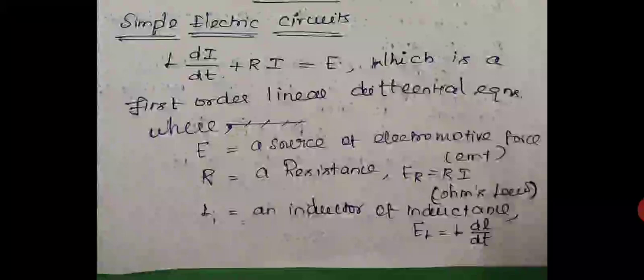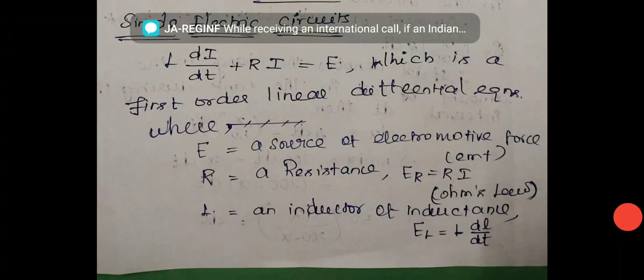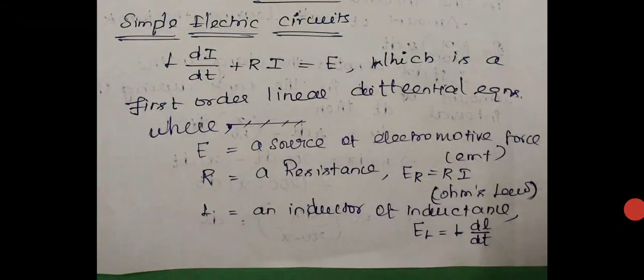Let me recall that the circuit consists of a source of electromotive force, capital E. It is denoted as EMF, which drives electric charge and produces a current, capital I. What about R? It is a resistance.